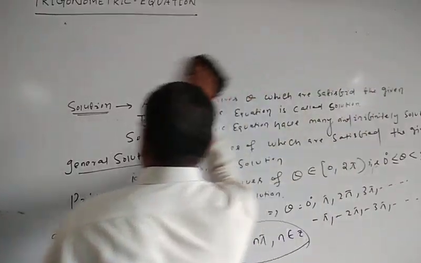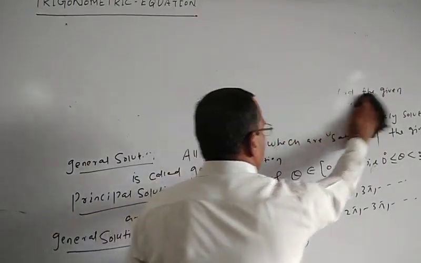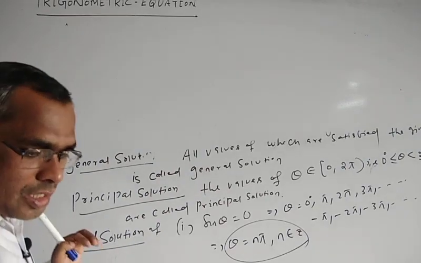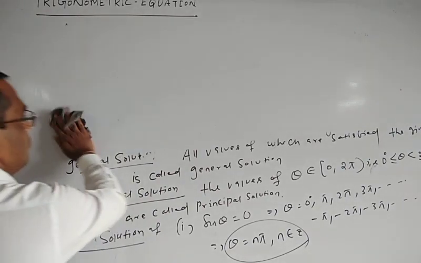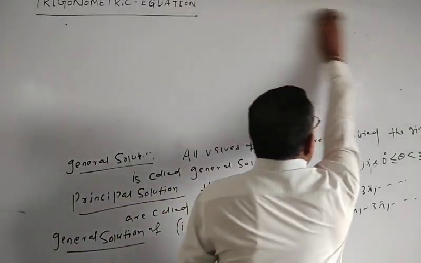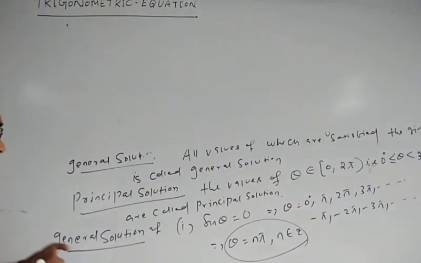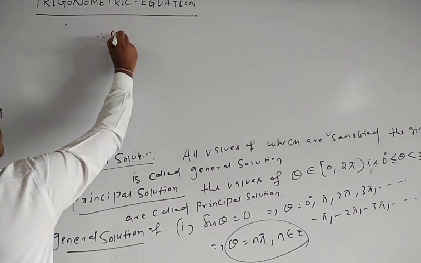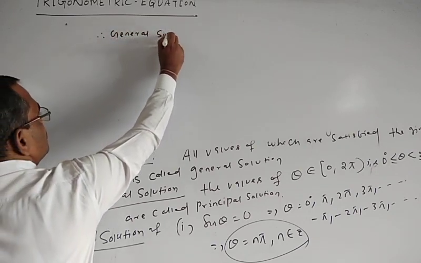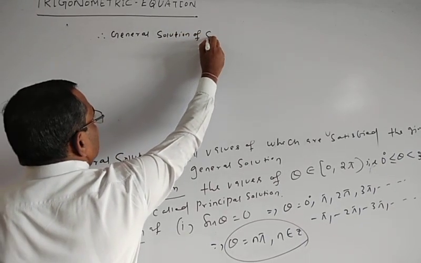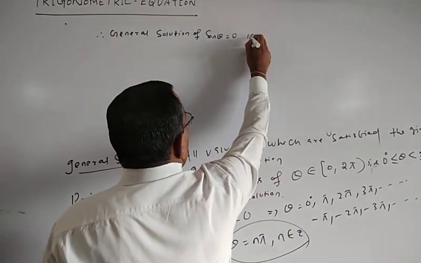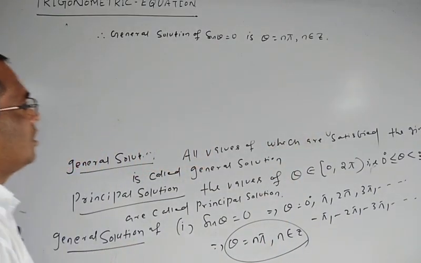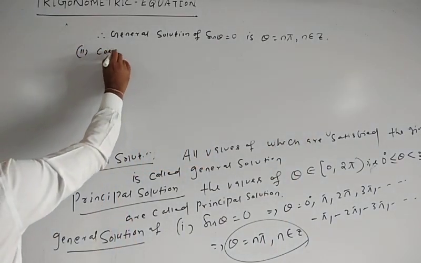You know cos theta is equal to 0. When cos theta is equal to 0, theta is equal to pi by 2, then 3 pi by 2, then 5 pi by 2, 7 pi by 2, okay, then minus pi by 2, minus 3 pi by 2, minus 5 pi by 2, etc. Therefore the general solution of sin theta is equal to 0 is theta is equal to n pi, where n belongs to the set Z. Okay. Next, number 2, cos theta is equal to 0.